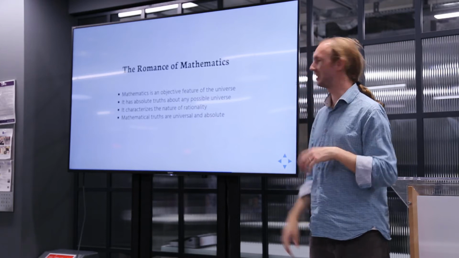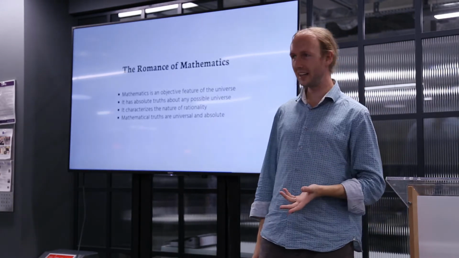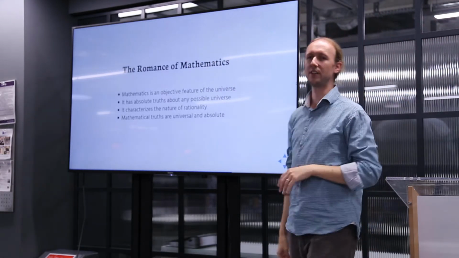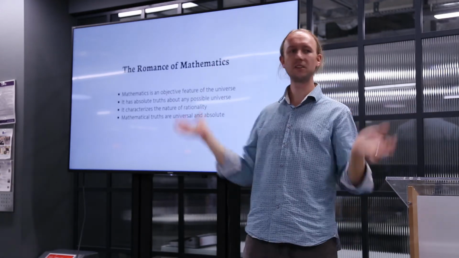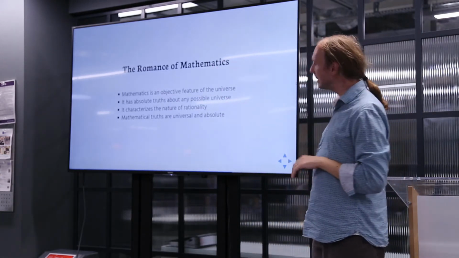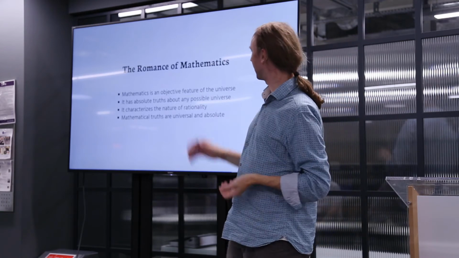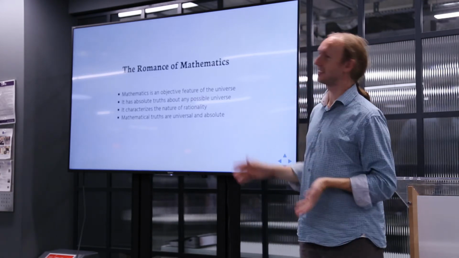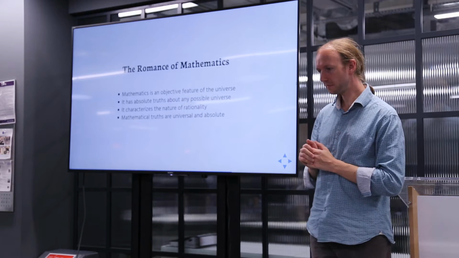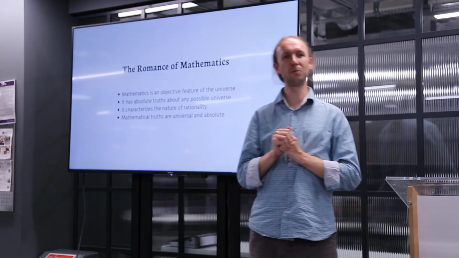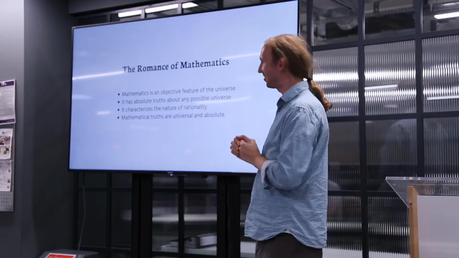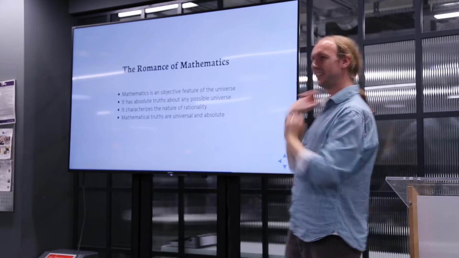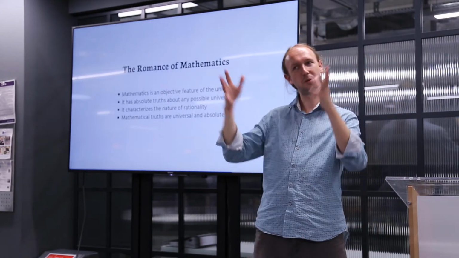It also characterizes the nature of rationality. So if you're thinking, you should use this objective thing that happens to hold in all possible universes, because that's the only universal way of reasoning. And mathematical truths are universal and absolute, and so on. So this is, I think, what many people in theoretical computer science will tell you if you ask them why they study lambda calculus: because lambda calculus is this absolute truth that you can truly understand.